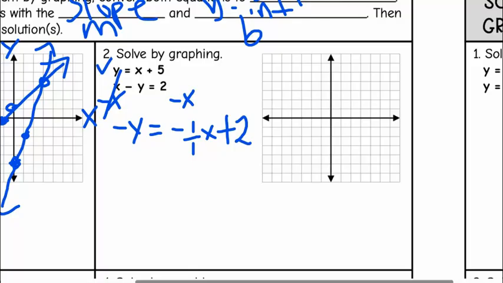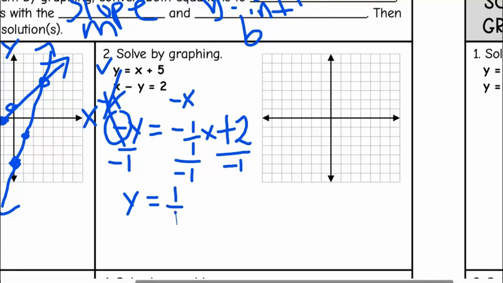Now, what makes this hard is that you cannot have that negative y. So what you're going to do is divide by the negative 1 to get rid of it. And your answer is y equals positive 1 over 1x, minus 2. Okay, now we can do our lines here.